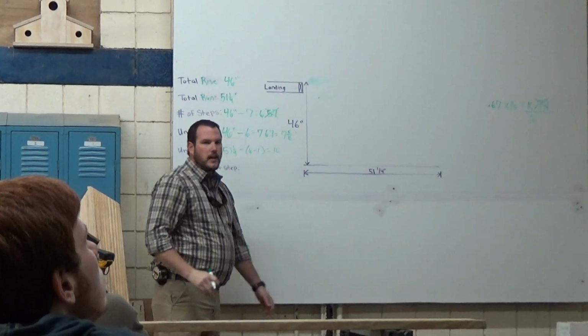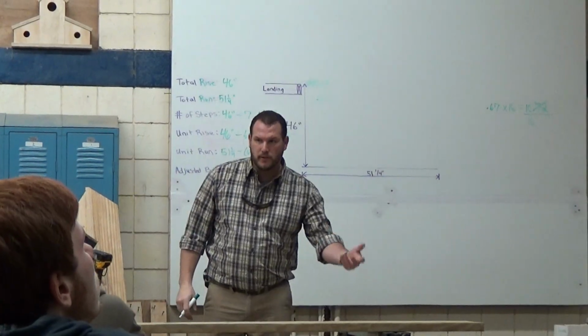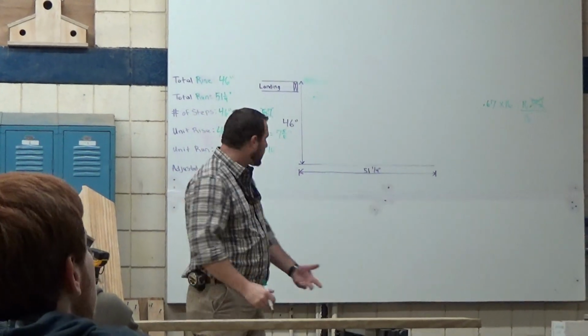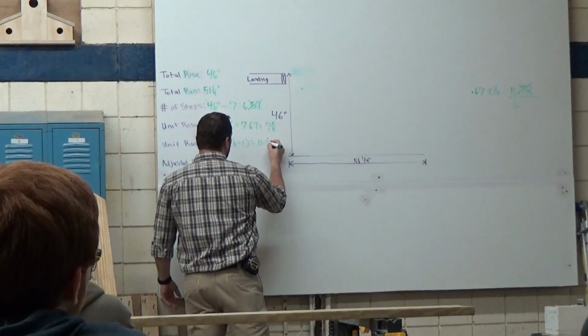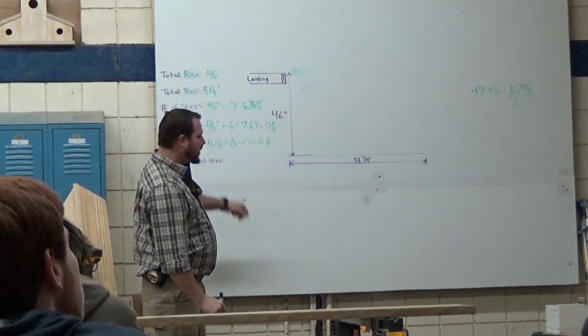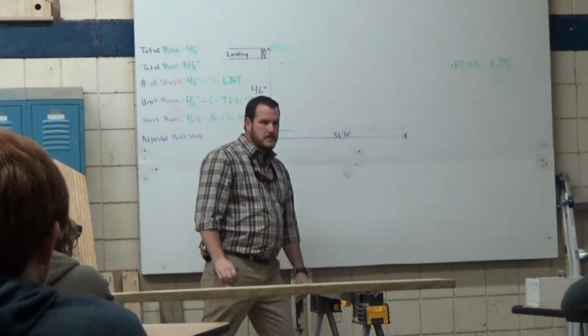0.25. Now, I'm not going to go through 0.25. What is 0.25 on the tape measure? Quarter. Everybody knows that one, right? Last but not least, the adjusted bottom step. How do we figure that out?